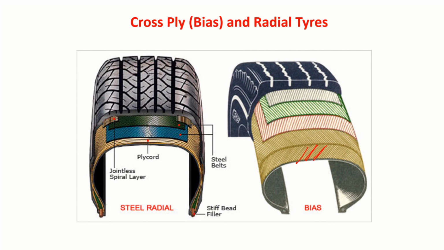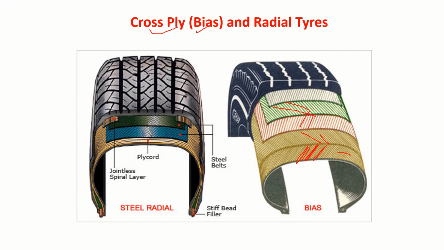the plies are kept one over the other. So you can see here these cords are running in this direction, here the cords are running in this direction, here they are running like this. Maybe it's 45 degrees or 90 degrees opposite that we do. This is what we call a cross ply or bias tire.